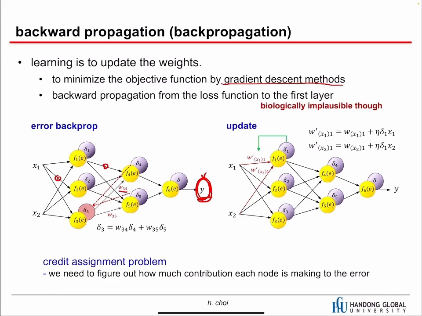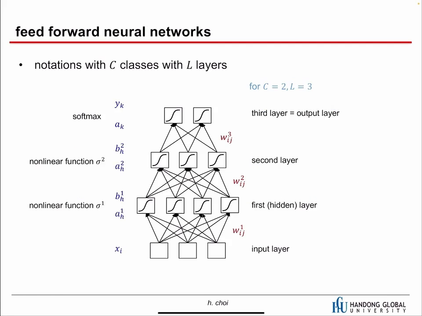So in training, there is a credit assignment problem. The credit assignment problem says we need to figure out how much contribution each node is making to the error. So how much do we have to update a specific parameter? This derivative does that. Okay, so let's see the equations in detail.